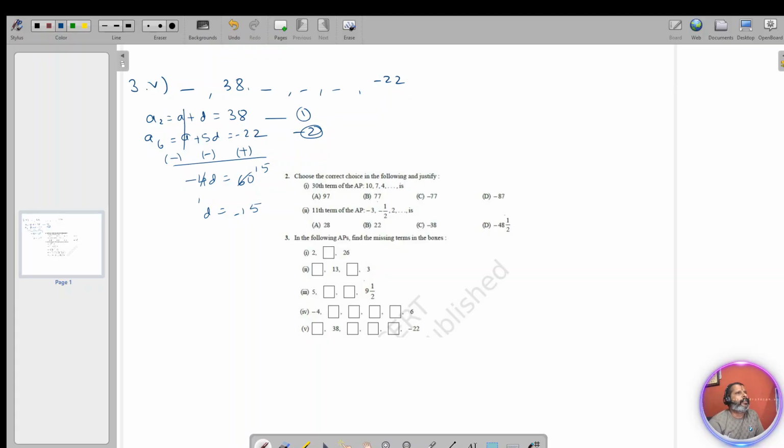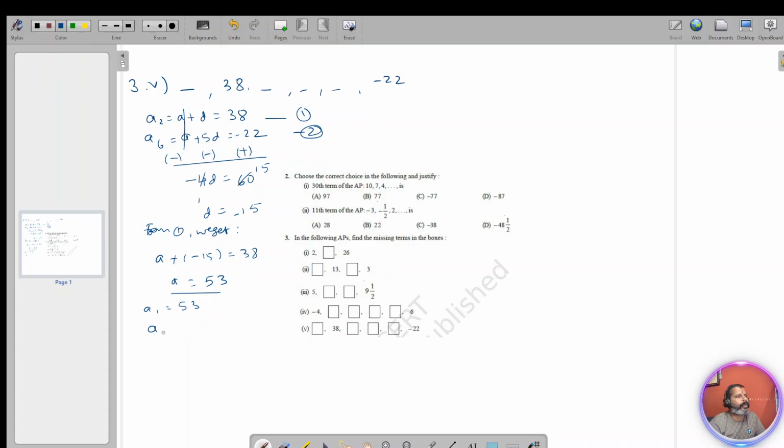Then A we want, right? So we substitute in 1. From 1 we get A plus D, that is minus 15, equal to 38. So when you transpose minus 15 to the right side, it will become plus 15, and 15 plus 38 becomes 53. Okay. Now we'll find the missing terms. The first one, that is A1, is equal to 53.